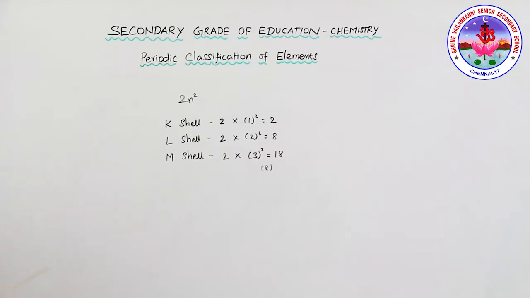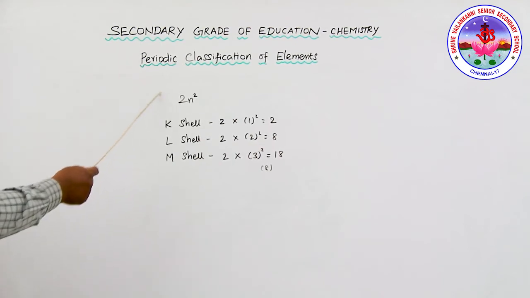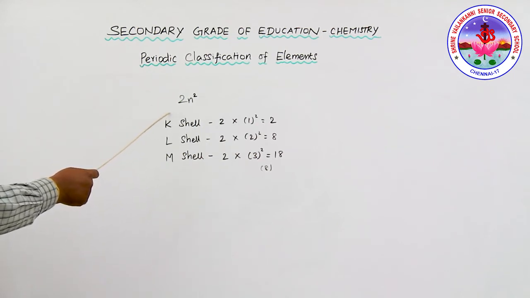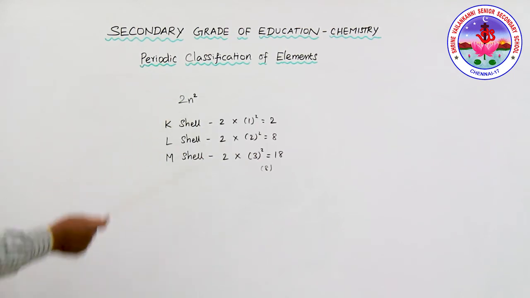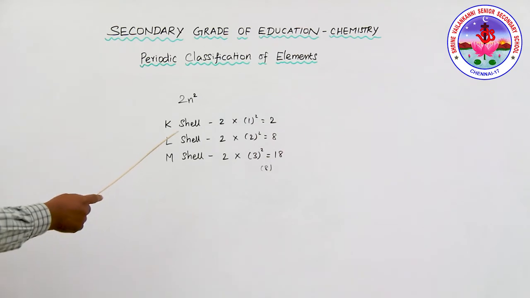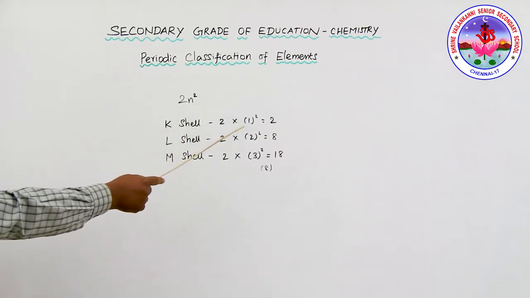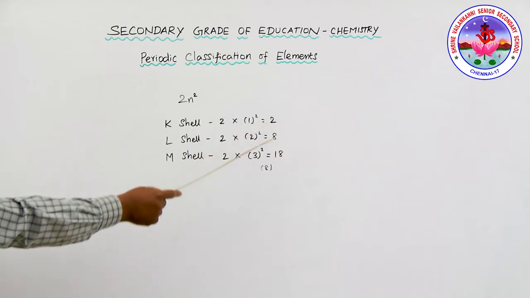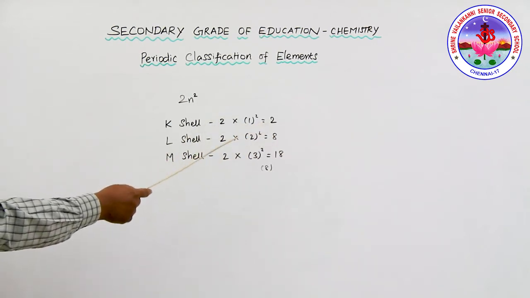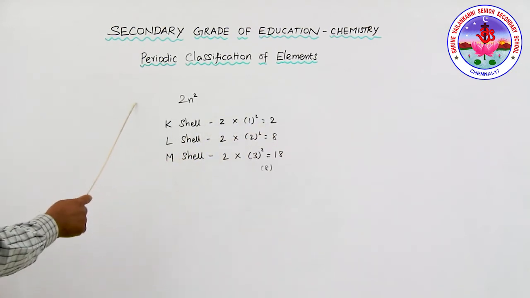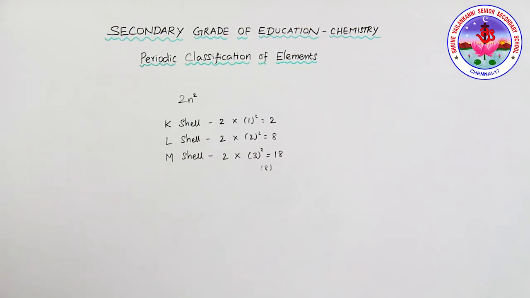Here the maximum number of electrons that can be accommodated in a shell depends upon the 2n square formula. Here n is the number of the given shell from the nucleus. For example, for the K shell, n is equal to 1, so 2 into 1 square becomes 2. Hence the first period has 2 elements. That is why hydrogen and helium were placed in the first period of the modern periodic table.